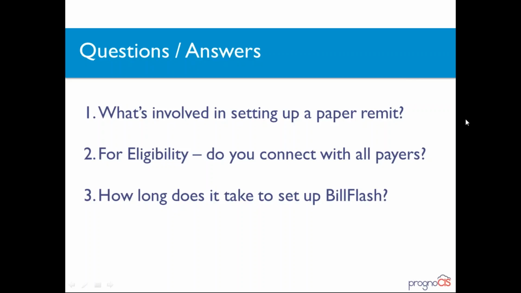For eligibility, do you connect with all payers? That's a great question, and that's something that we can always evaluate on our payer list, which is located on our main website. But we do have over 800 real-time eligibility connections. It's going to be the majority of your major insurance companies, like your commercials, Aetna, Cigna, Great West, Humana, and then of course all of your government payers have that real-time connection. So this will really help create that one-stop shop where you can check through PrognoCIS EHR, so you are able to collect that copay and make sure that the patient is eligible at the time of visit.